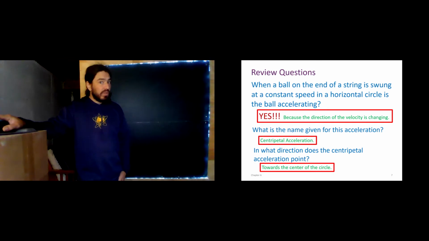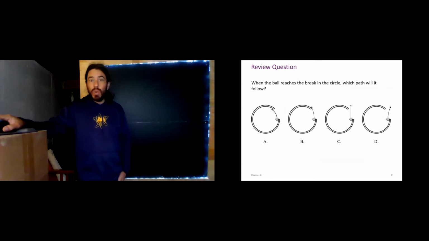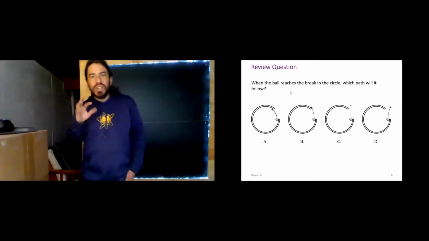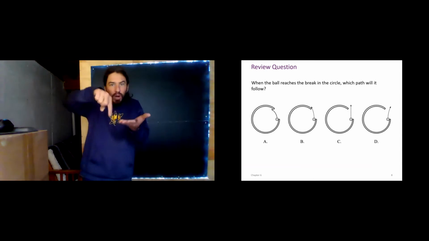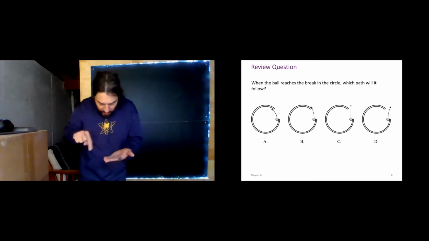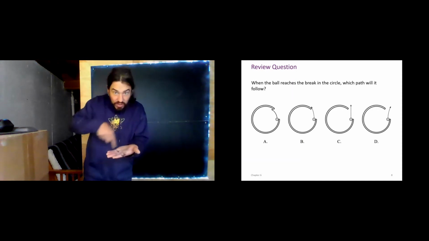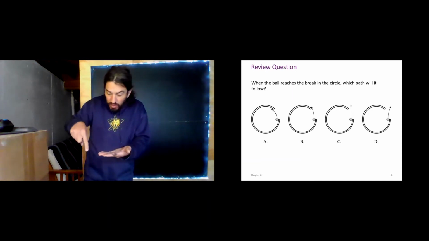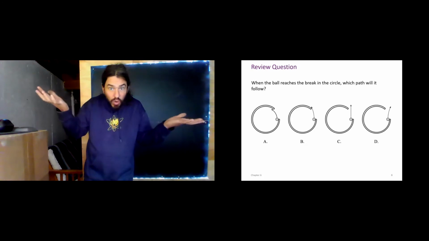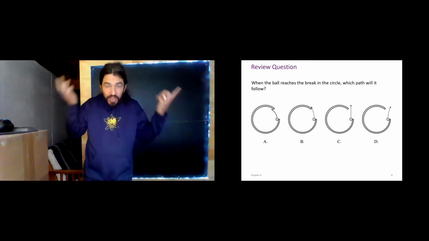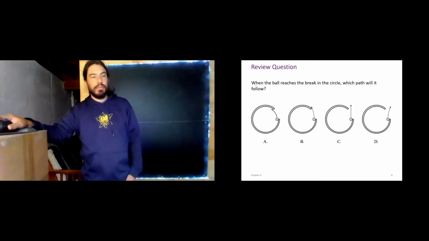Okay, so that was a bunch of review questions. Here's a quick clicker question. When the ball reaches the break in the circle, which path will it follow? Well, let's imagine that this is a top view of a ball rolling in some track. The ball is going this way, and then when it reaches this point where the track is broken, what's it going to do? Pause the video. I'll see you on the other side.